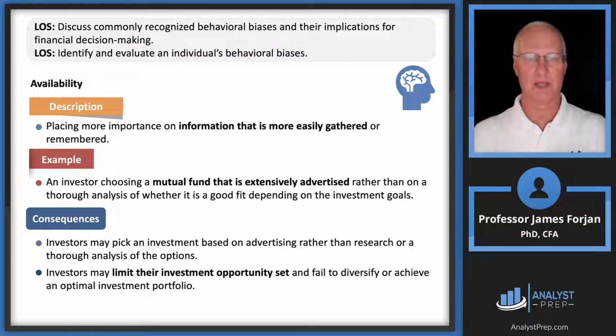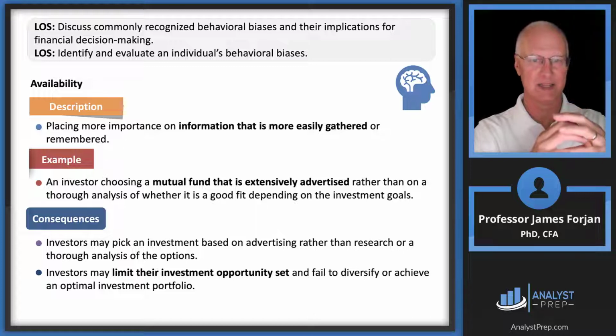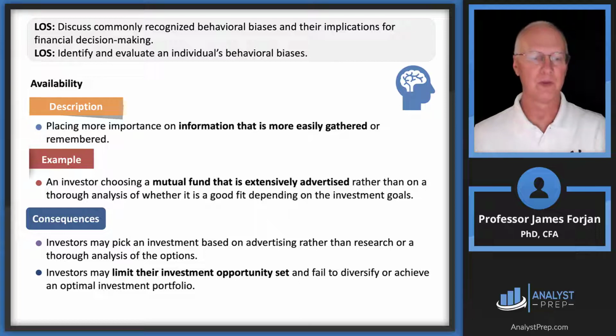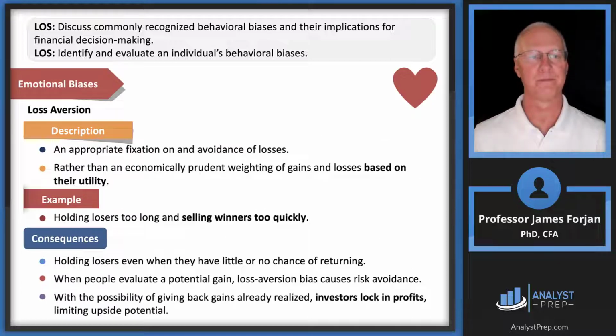Consequences, then: if here's the entire information set, and this is the information set that's readily available and easily gathered for you, then you're ignoring all this other stuff. So it makes sense that there are consequences to this. It limits their investment opportunity set, but also look at the top bullet point under consequences. They pick an investment based on advertising. When you're on your phone scrolling through and there comes an ad that says, buy Hershey Foods shares of stock on the floor of the New York Stock Exchange, that might be the only thing that you hit, and you might say, that sounds like a good idea.